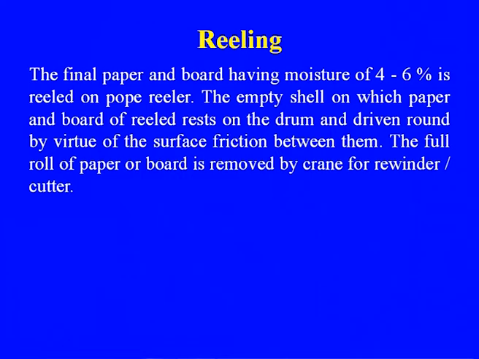The full roll of paper or board is removed by crane or rewinder, because one roll holds a huge amount of paper, and so it has to be removed by crane.